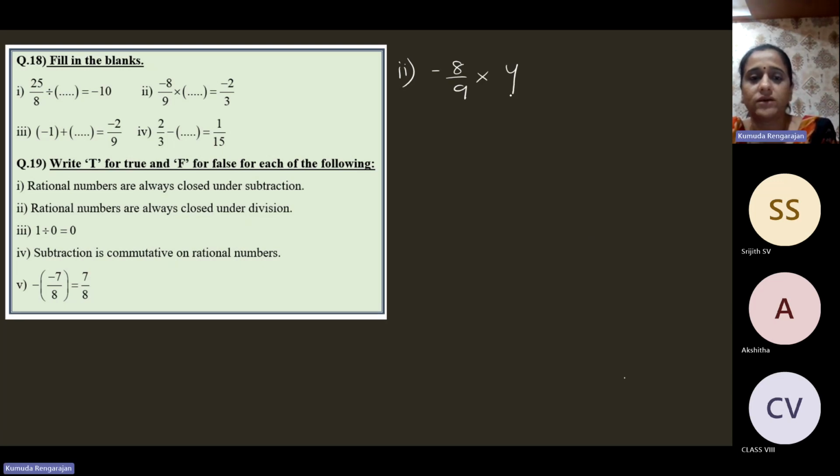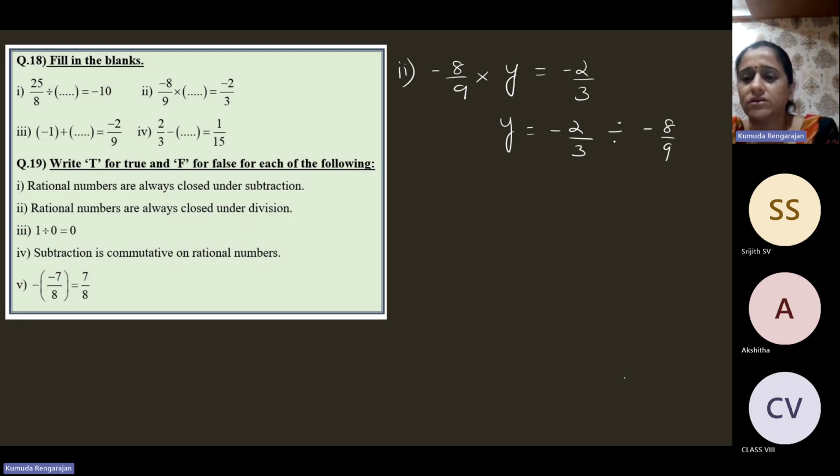You can take this y is equal to minus 2 by 3 divided by minus 8 by 9. Again, minus 8 by 9 and y are connected with the operation multiplication. So when you take minus 8 by 9 to the other side, it goes for division. So write y is equal to minus 2 by 3 and transpose minus 8 by 9.